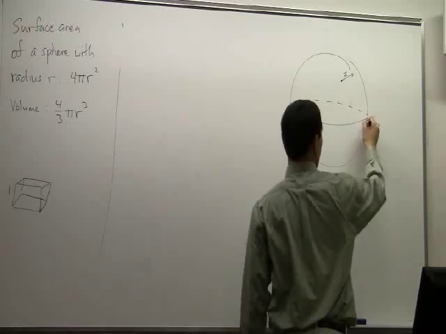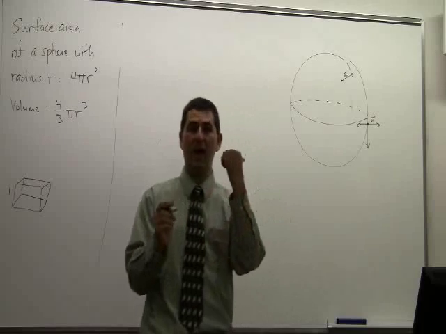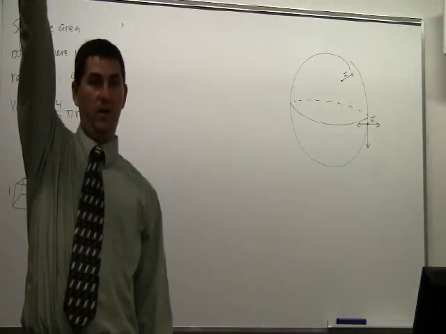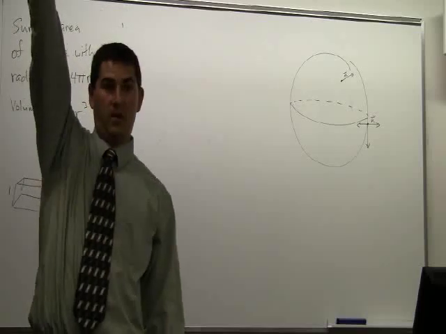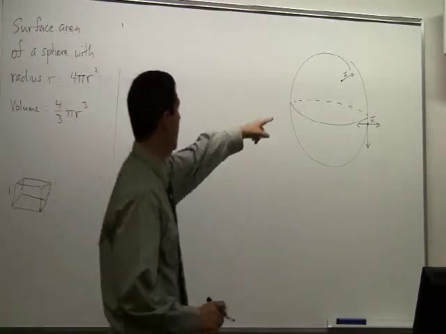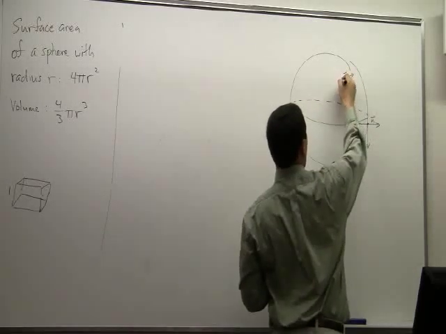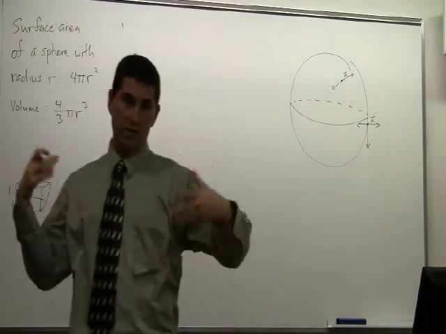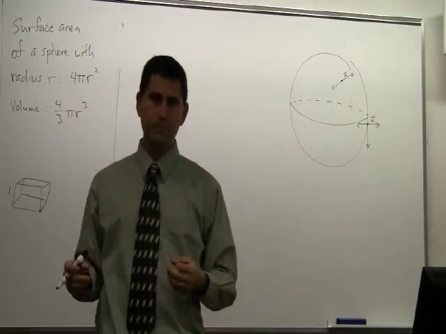I could go this way, right? I could go inside. If I was sitting on the sphere, I can either point away from the center of the sphere, or I could point in. At any given point, I can point out, or I could be pointing in. So there's no the unit normal vector.